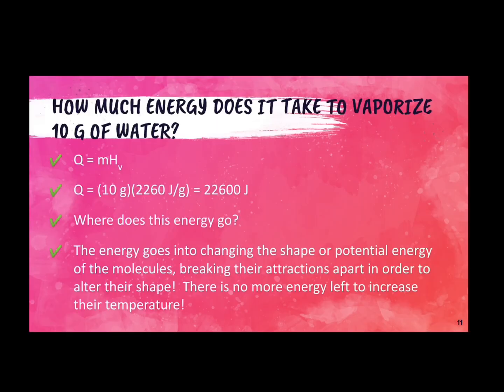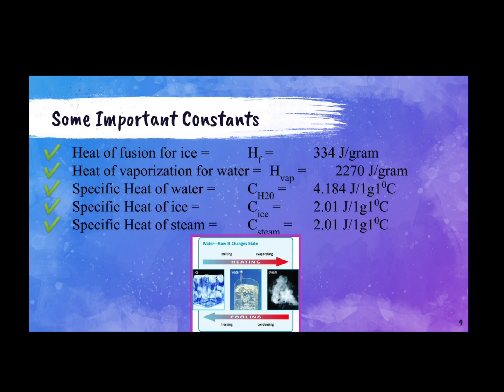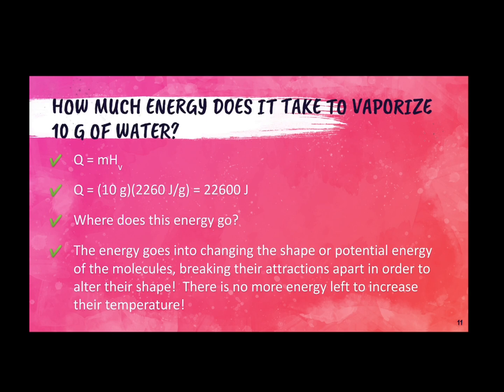How much energy does it take to vaporize 10 grams of water? So let's go back. We're looking at vaporizing. Oops. Heat of vaporization for water, 2270. So I can multiply 2270, which I think I have a typo, times 10 grams, and multiply those and get the answer. So the energy goes into changing the shape or potential energy of the molecules, just like on the last slide. It's breaking the attractions apart to alter the shape. After that happens, there's not enough energy left to increase that temperature at all.